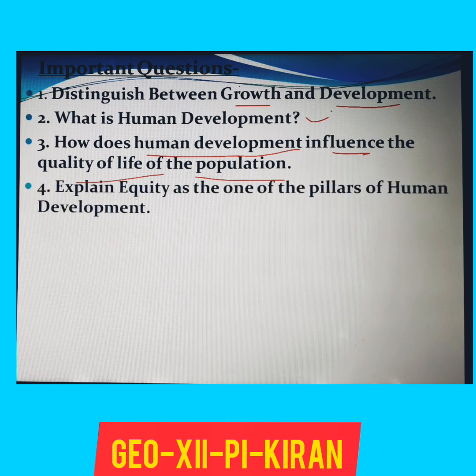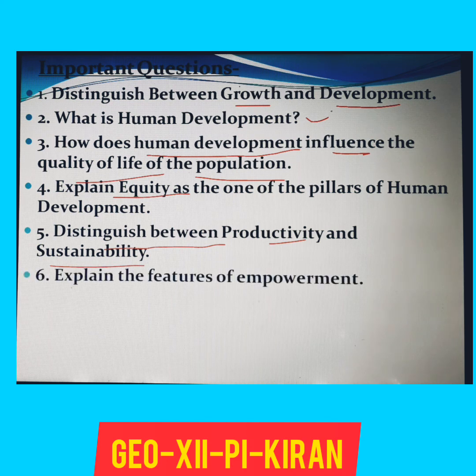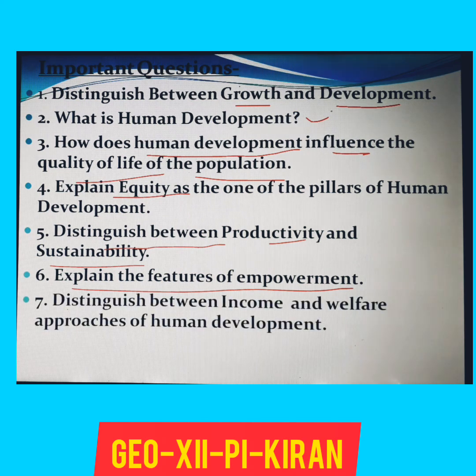Fourth question is explain equity as one of the pillars of human development. You have to explain how equity is a pillar of the development. Fifth important question is distinguish between productivity and sustainability. Next, we have an important question, explain the features of empowerment. Seventh question is distinguish between income and welfare approaches. There are four approaches of development and two are given, income and welfare approaches, their distinction, their differences.